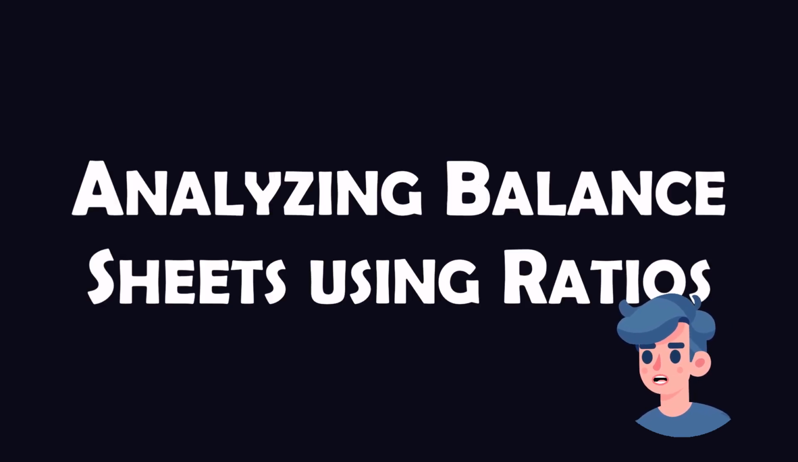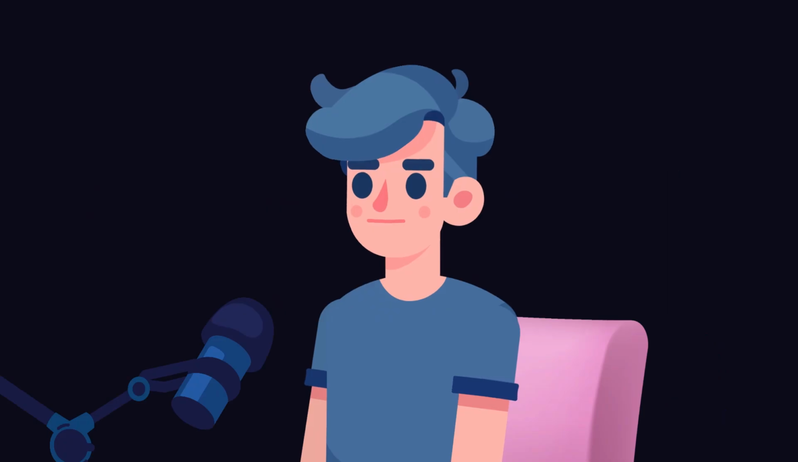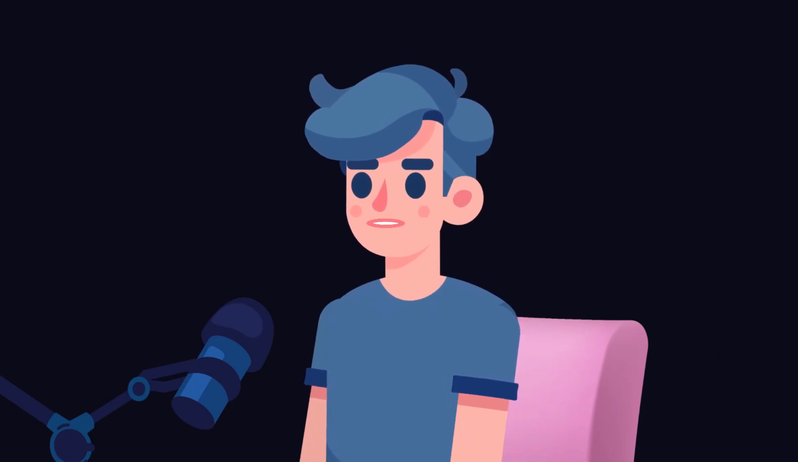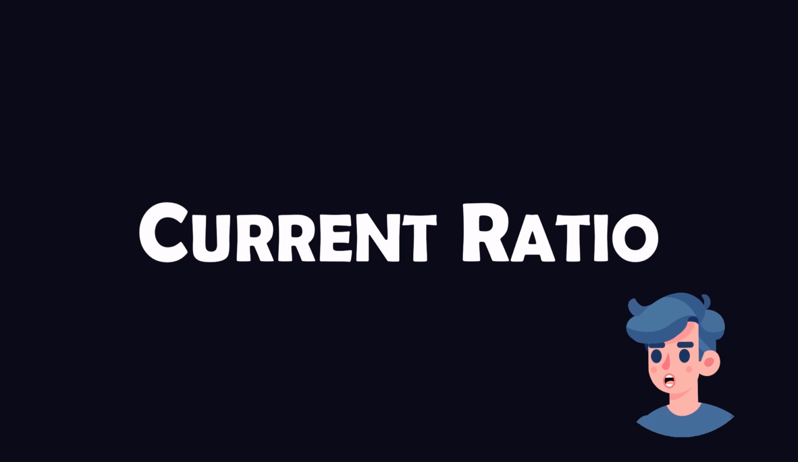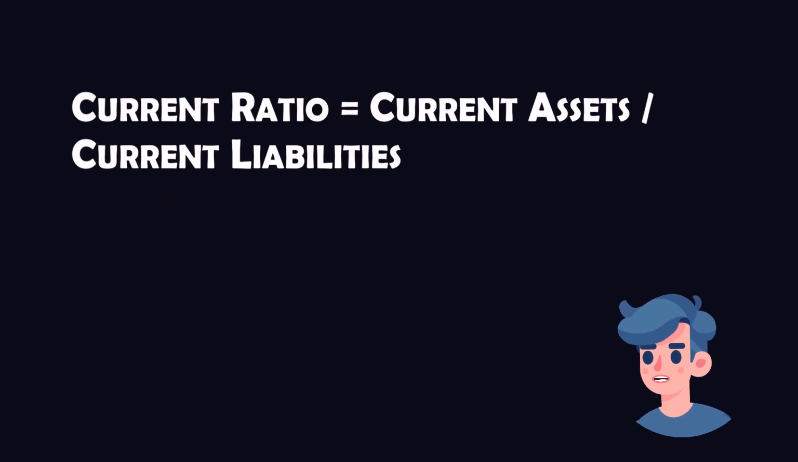Let's go deeper into analyzing balance sheets. The first step is to calculate and understand certain key financial ratios. One important ratio is the current ratio, which is calculated as current assets divided by current liabilities. This ratio helps in assessing the company's ability to pay short-term obligations.